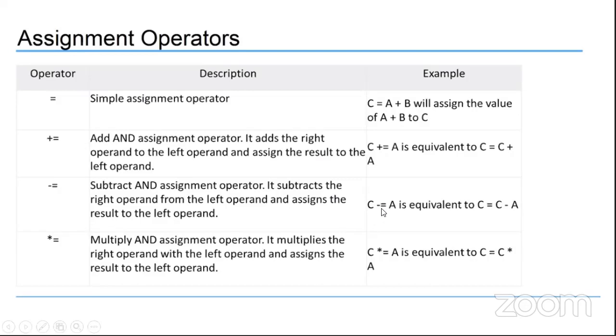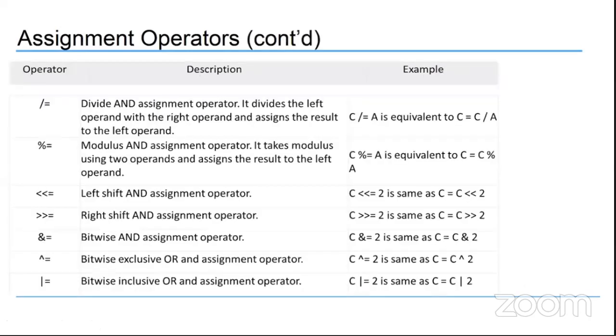Similarly, c minus is equal to a means c is equal to c minus a. Similarly, c star is equal to a describes c is equal to c into a. Here we saw what plus, minus, or star denote. In the same way, the forward slash denotes division. So c forward slash is equal to a describes c is equal to c by a.